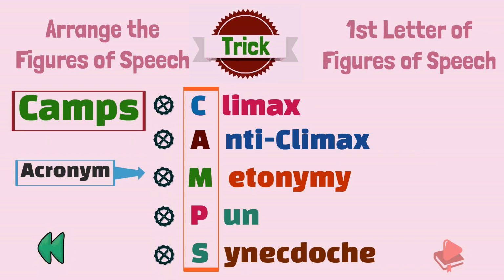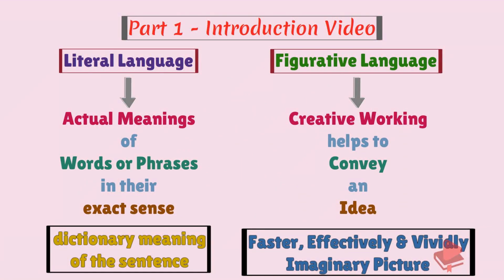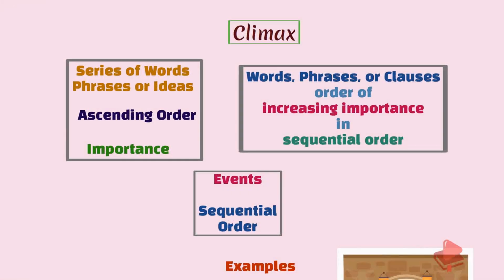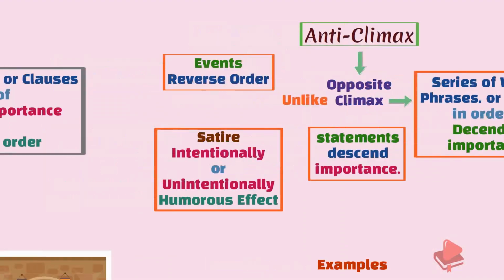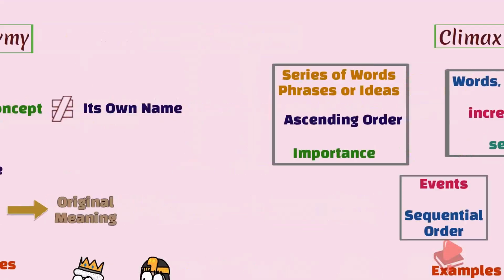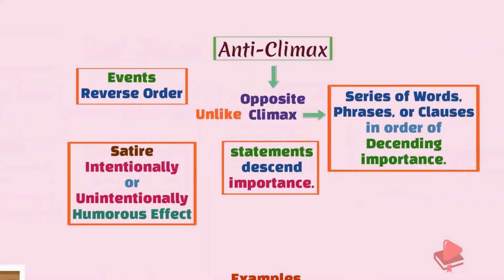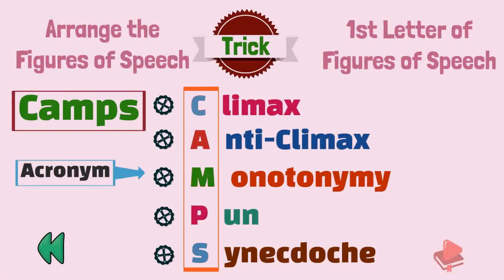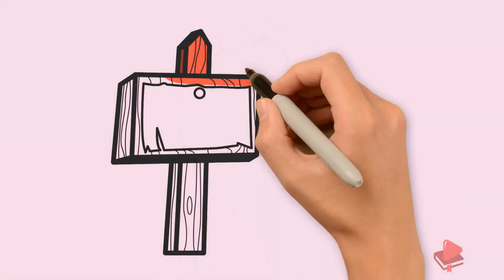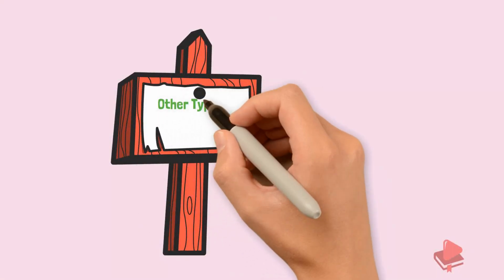Let's do a quick recap of what we did in this video. Firstly, we studied what a figure of speech is. Then we discussed all 5 types of figure of speech, that is climax, anti-climax, metonymy, pun, and synecdoche. And lastly, we got the acronym CAMS covering all the figures of speech we did in this video. So that's all about the video. In the next video, we shall be covering the other types of figure of speech.